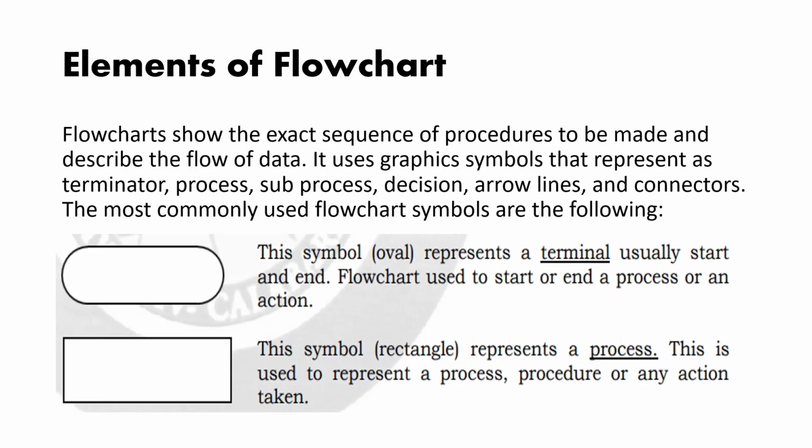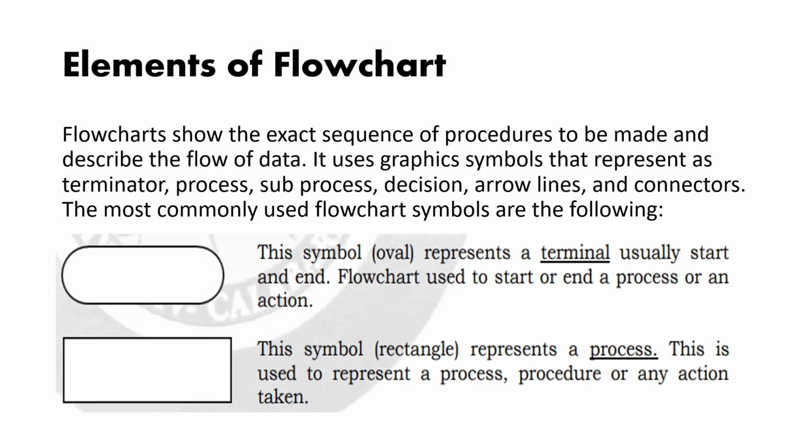Flowchart shows the exact sequence of procedures to be made and describes the flow of data. It uses graphic symbols that represent a terminator, process, sub-process, decision, arrow lines, and connectors. The most commonly used flowchart symbols are the following.